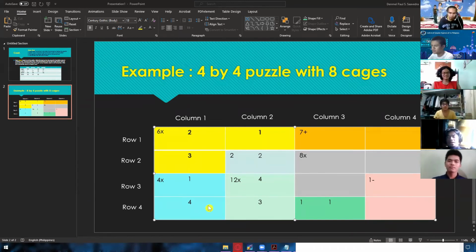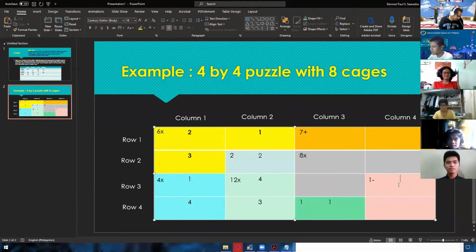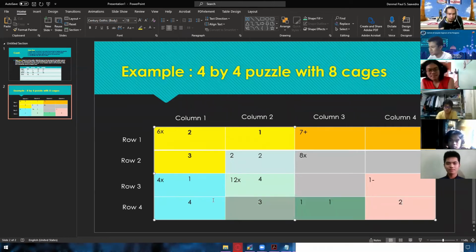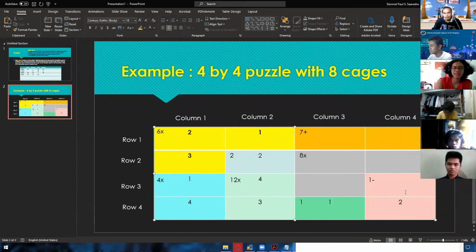All right, so moving to row 4, without solving it, we already know that this one is 2. That is again another bonus since we already know that this 1, 3, and 4 right here are already okay. And the next thing that we can do is we can already solve this one.